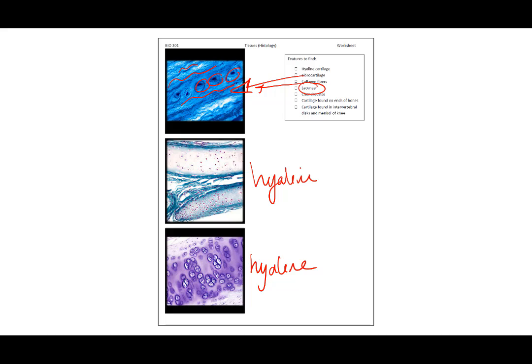Lacunae are these circles where the chondrocyte is going to live in. We see lots of lacunae all throughout here. They give what's sometimes known as a frog eye appearance, these little eyeballs. They're the spaces that the chondrocyte or the cartilage cell is found in.